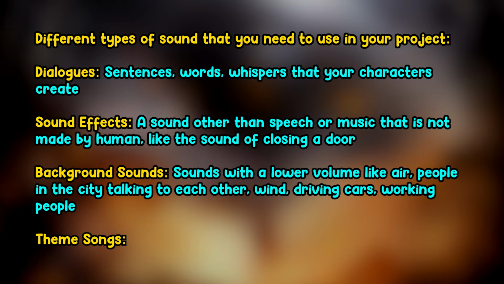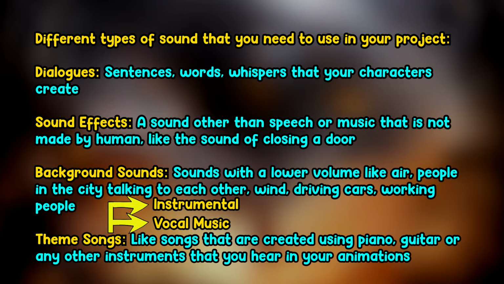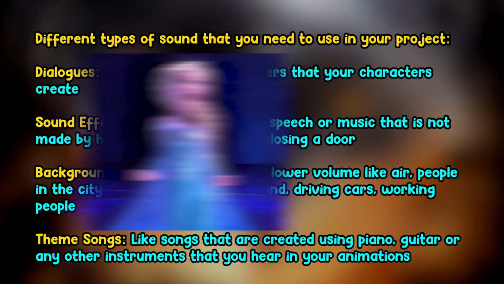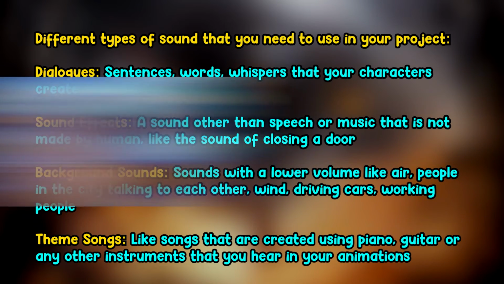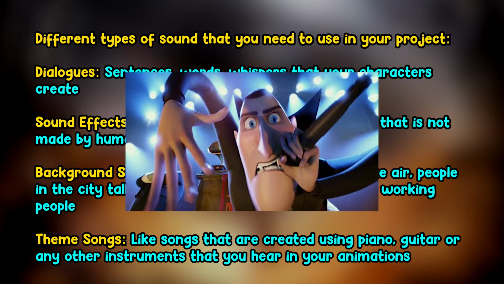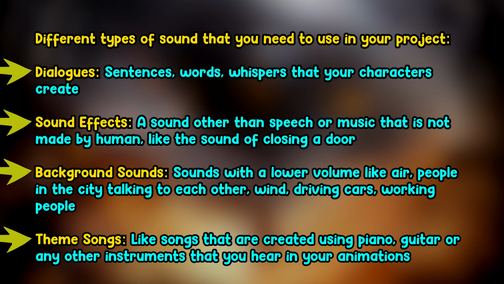Next, we have theme songs, like the songs that are created using a piano, guitar, or any other instruments that you hear in your animations. Theme songs can be instrumental or even a vocal music. An example of when you hear a vocal music is when you're watching an emotional scene and you hear someone singing. Sometimes even you see the person in your animation performing that song for you. And sometimes you don't, you just hear it. Although using all of these sounds is highly recommended, the choice is yours. So you might prefer to use a few of them instead of using all of them, which is totally fine.